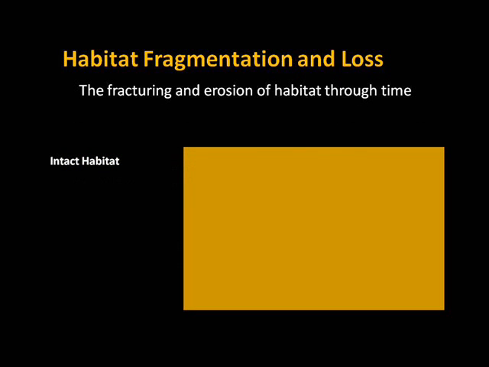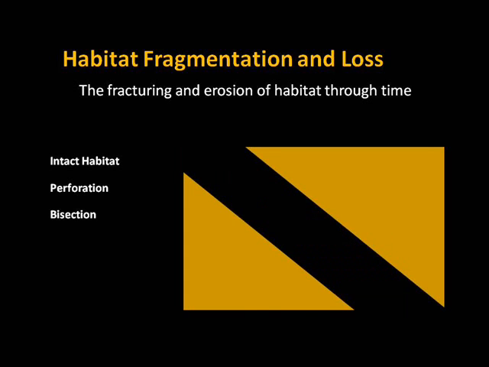Habitat fragmentation and loss refers to the fracturing and reduction of habitat or patches through time. Fragmentation is a continuous process, often initiated with perforation of an intact community. In time, through natural or anthropogenic influence, areas of perforation may be joined so as to bisect the previously existing community. Perforation and bisection then proceed independently within each portion of the remaining habitat.